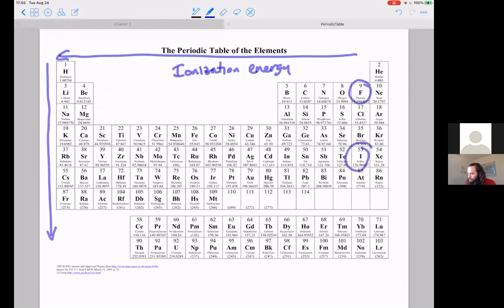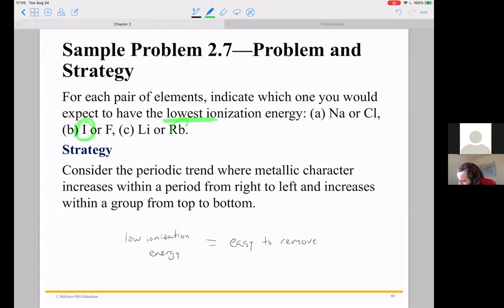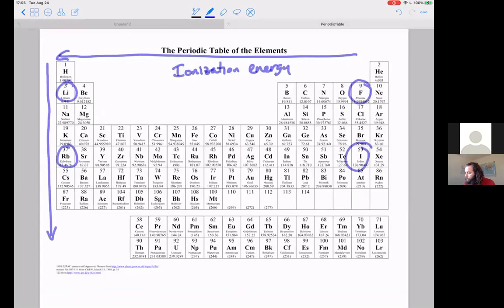And what about lithium or rubidium? Again, we can see the trend going down. It would be rubidium. Okay. So why does it trend this way?